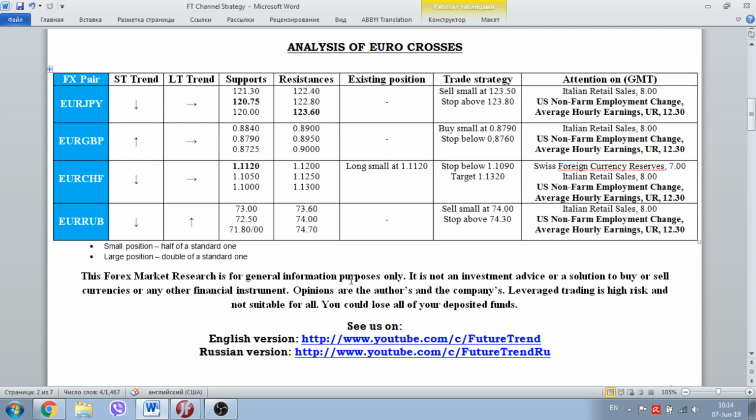Euro yen and euro Swiss, for example, are in a clear downtrend, and we should understand that in euro Swiss the downside momentum probably should be limited by the Swiss National Bank, which should enter the market with fresh interventions in case of dipping closer to the psychologically important support in the euro Swiss located at 110. Also, today is a day of publication of the so-called Swiss foreign currency reserves.